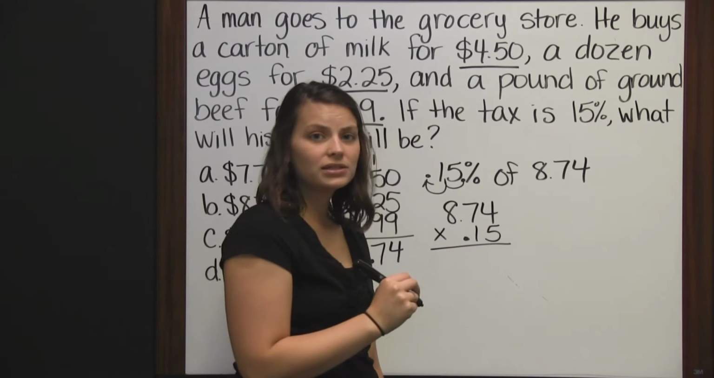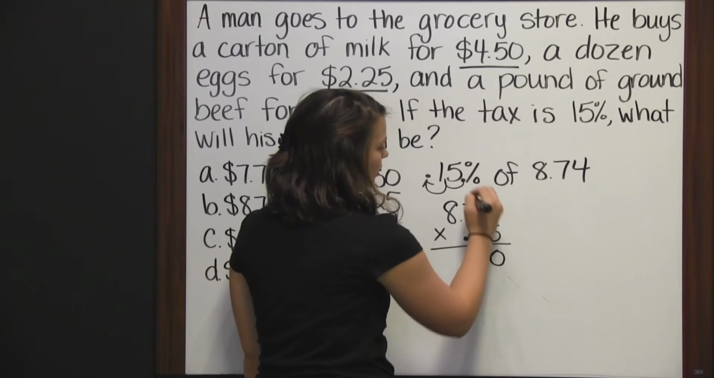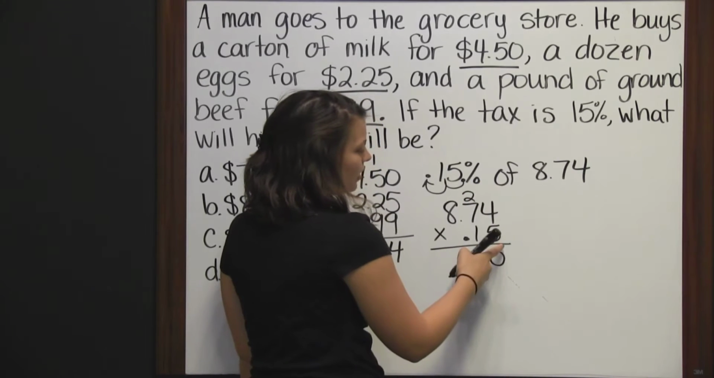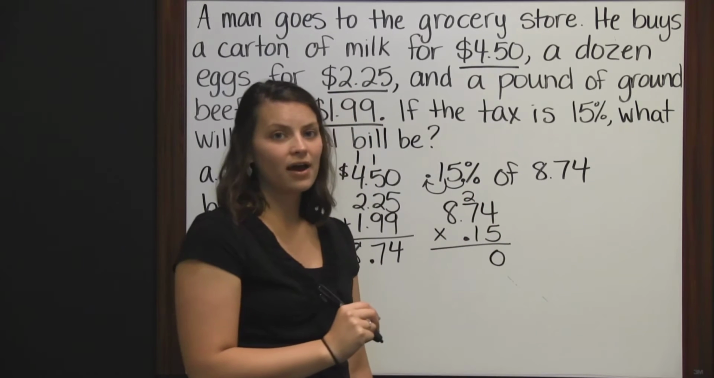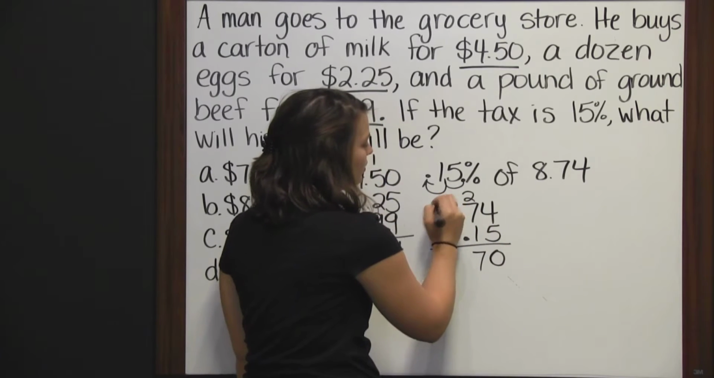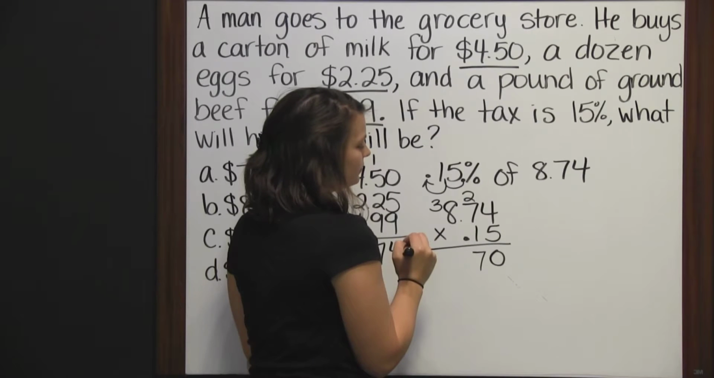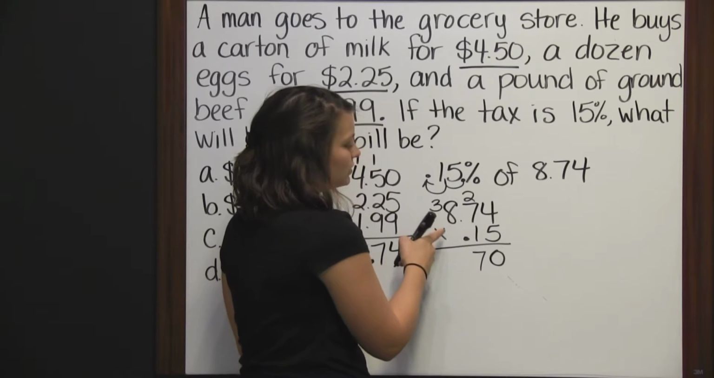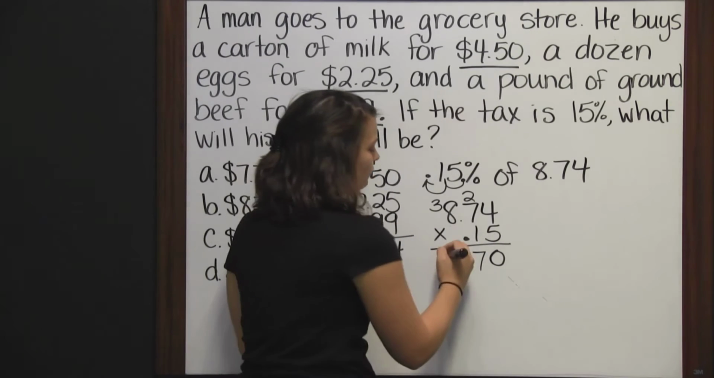5 times 4 is 20. Write the 0, carry the 2. 5 times 7 is 35. Plus 2 is 37. Write the 7, carry the 3. 5 times 8 is 40. Plus 3 is 43.